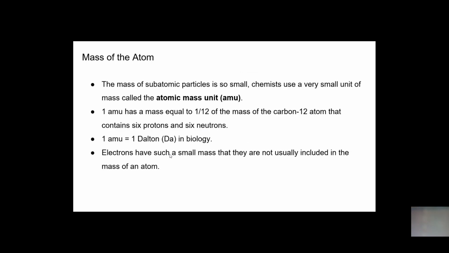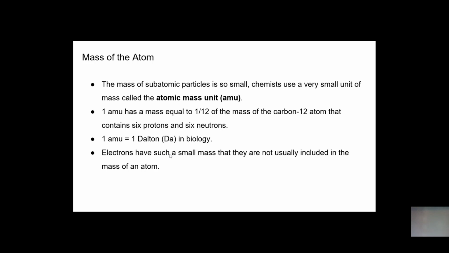The masses of subatomic particles are so small that chemists came up with a certain unit called the atomic mass unit, AMU. And one AMU has a mass equal to 1/12 the mass of a carbon-12 atom, that contains 6 protons and 6 neutrons, which at this point you really have no idea what that means. And don't worry about that too much. It's something you have to know. It's in the book. I'm not going to really ever test you on it, except I might ask you what the mass is equal to. So you should know that, but don't really go more into this. Don't stress yourself out about it.